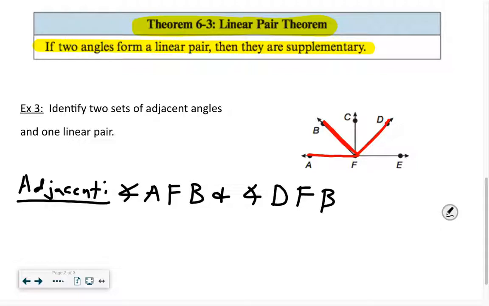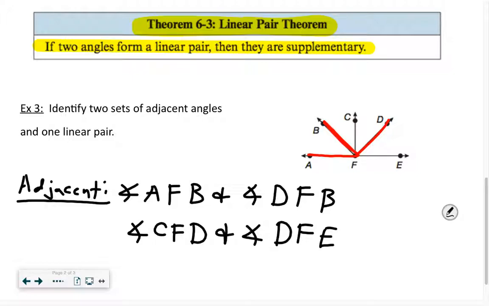I'm going to start by giving you angle CFD. What would you tell me would be adjacent to it? DFB. Would I have been okay by saying AFC? No, I wouldn't have. Okay. How about AFD? Yes. Starting to see it? As long as they share that common side, you're fine.